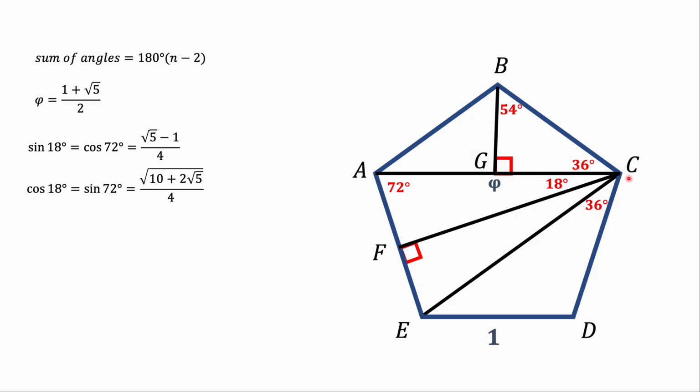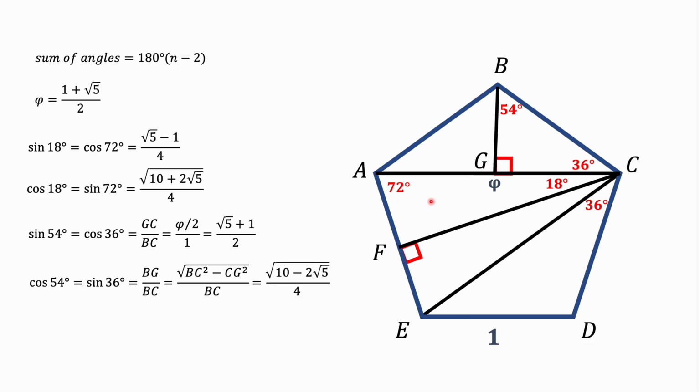Triangle BGC is a right triangle. We know two sides of this triangle. We have BC is 1, CG is phi over 2. And that gives us sine of 54 and cosine of 36. Now we can find BG from the Pythagorean theorem and get cosine of 54 and sine of 36 degrees. And that's it. We found everything.